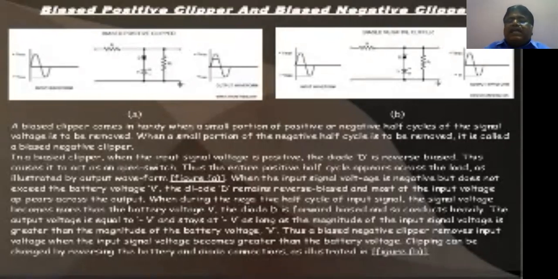Thus, a biased negative clipper removes the input voltage when the input signal voltage becomes greater than the battery voltage. Please remember, whenever the input voltage is greater than the battery voltage, clipping occurs. Clipping can be changed by reversing the battery and diode connections, as illustrated in figure B.